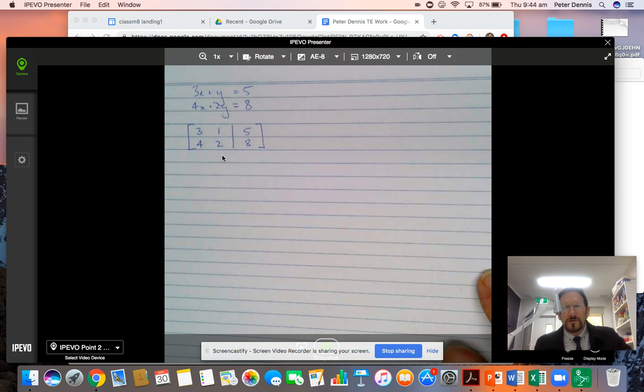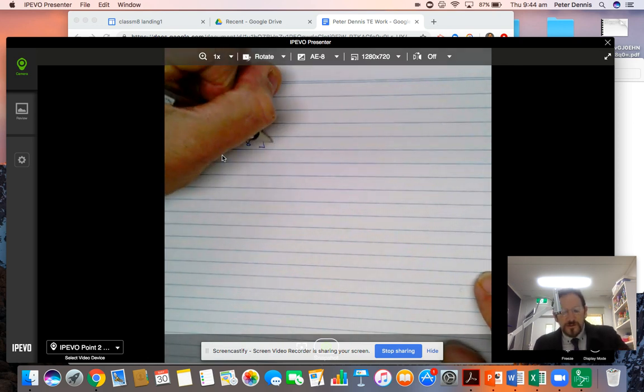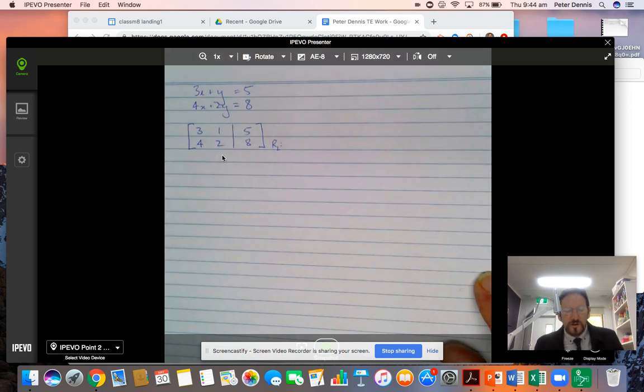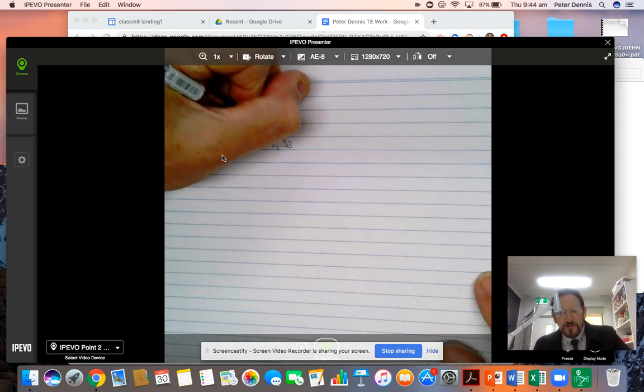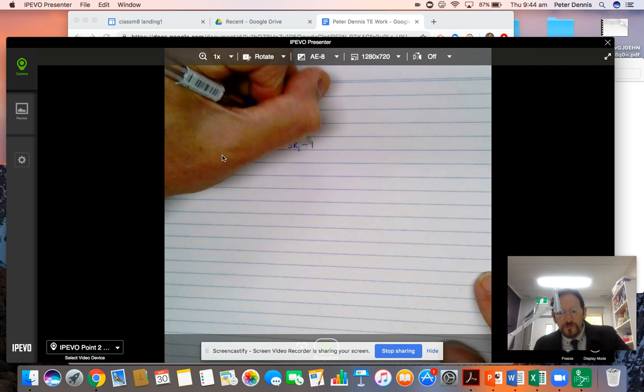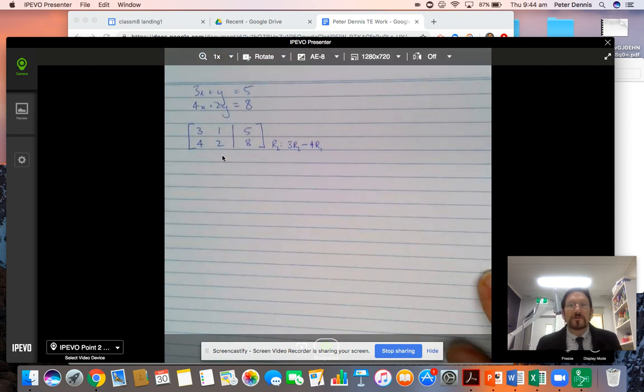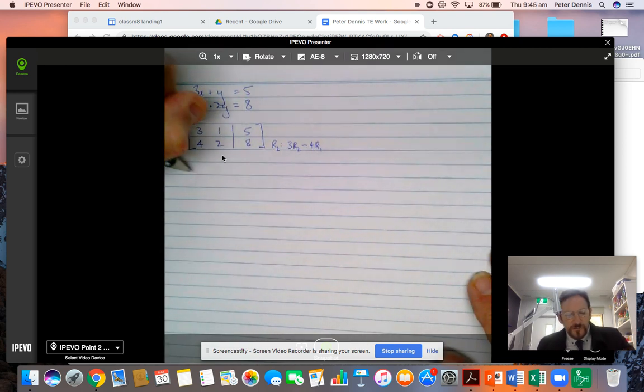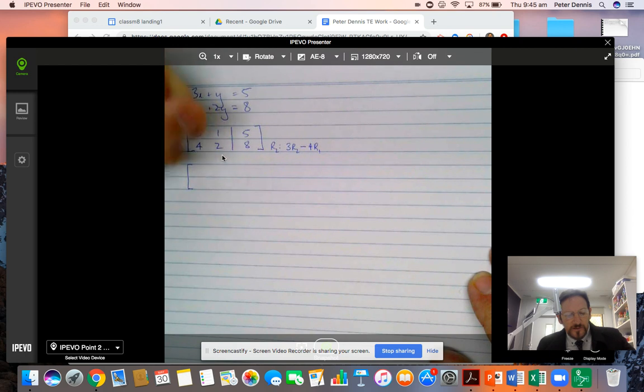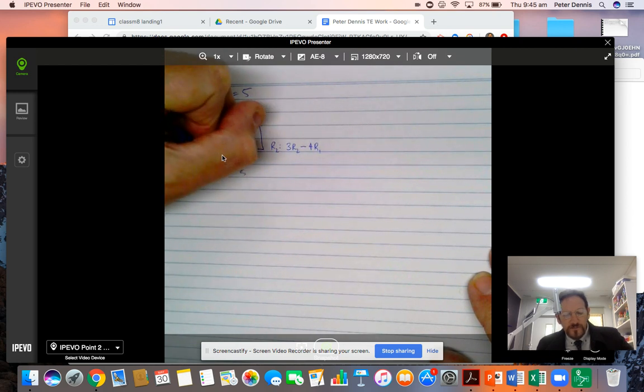Now, I'm going to use fairly similar terminology, I hope, but for R2, we want to get a 0 here to solve it. So R2 becomes 3 times R2 minus 4 times R1. What that's going to do is 3 times this is 12, 4 times this is 12, and when we minus, we get 0. We're not touching the first line, so it just stays the same as 3, 1, 5.